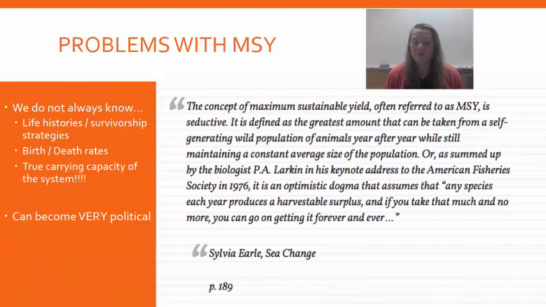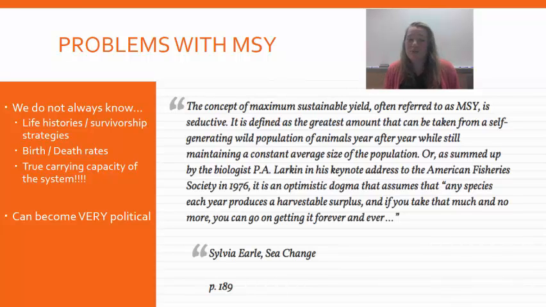Now there are some problems with the idea of maximum sustainable yield, because we don't always know the life history or the survivorship strategy of the species. It's also really difficult to determine the birth rate and death rate of a population, especially if it's a wild population. We don't always know everywhere that each individual is born, and we are not always able to account for each individual that dies. So it's really difficult to determine the true carrying capacity of that system.